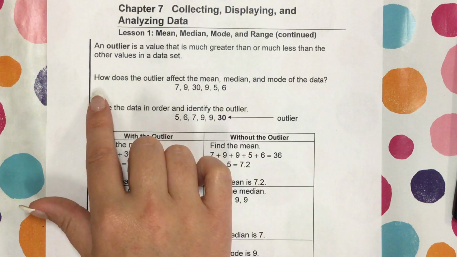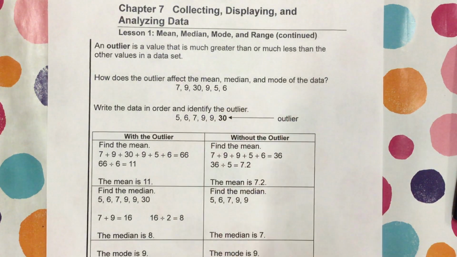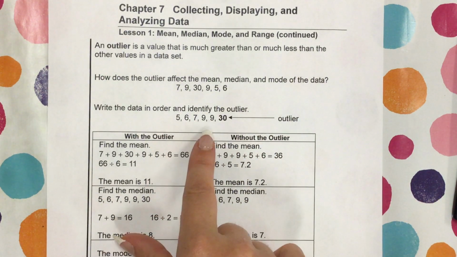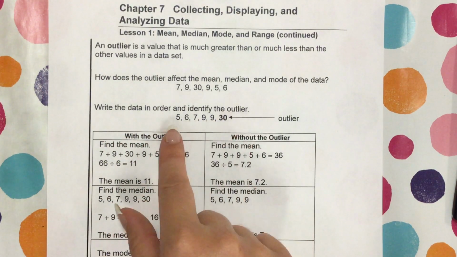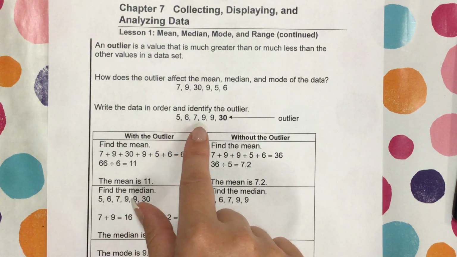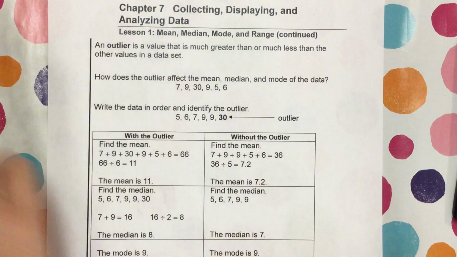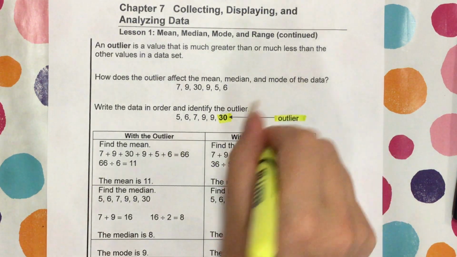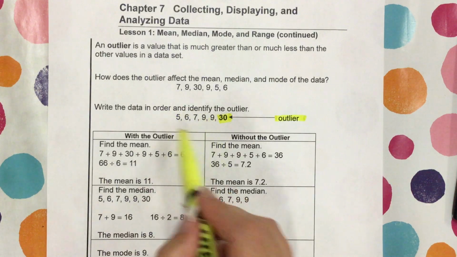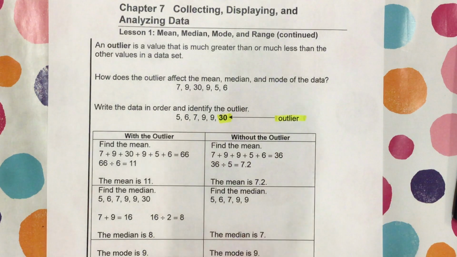So we want to notice, how does the outlier affect the mean, median, and mode of the data? First, you have to be able to identify the outlier. So write the data in order and identify the outlier. So when we write it in order, we go 5, 6, 7, 9, 9, 30. That's a huge jump. So that means that 30 is our outlier. It's just the number that doesn't quite fit most of the data. See, most of the data is between 5 and 9, and then you have 30, which is way, way, way too big. So that is called an outlier.